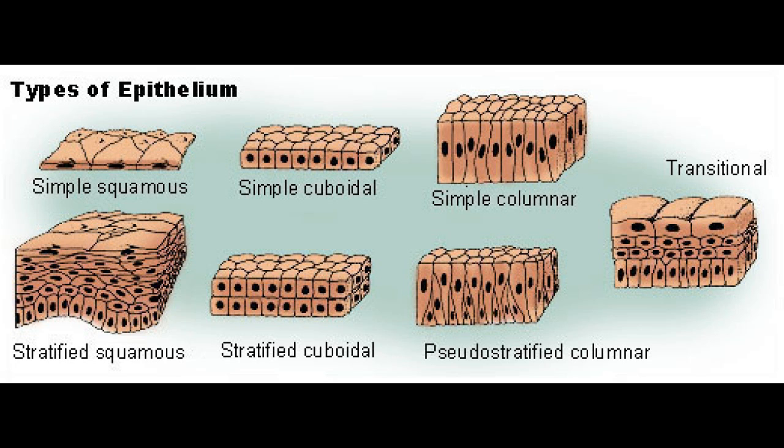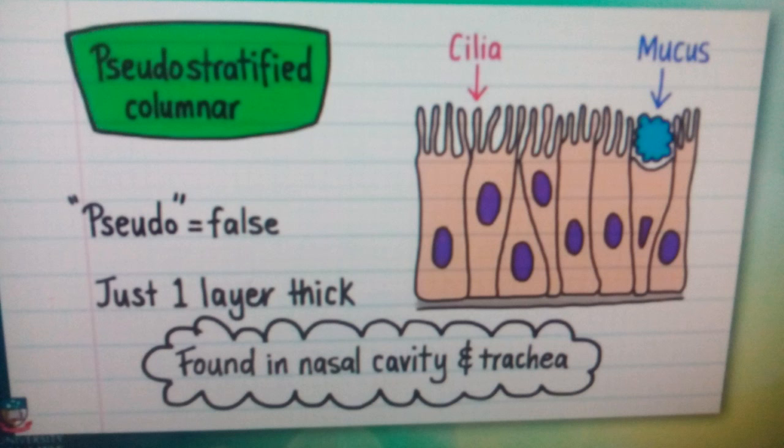And we have the cuboidal cells, which have a basic cube shape. Some functions are to absorb nutrients and produce secretions like sweat. Columnar cells are tall, rectangular, or column-shaped cells. They absorb nutrients and produce secretions.